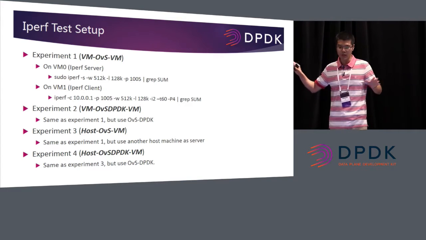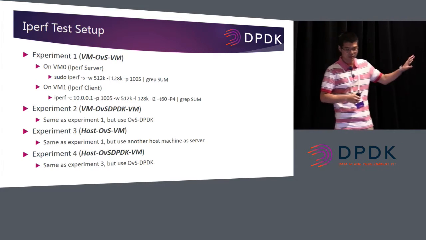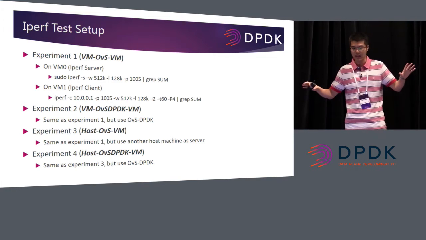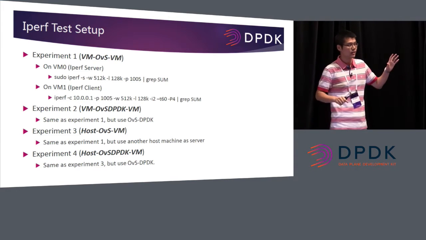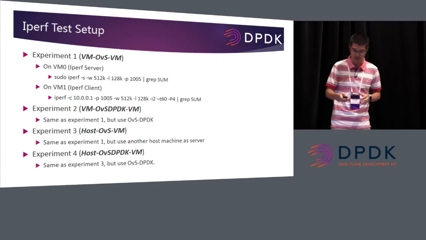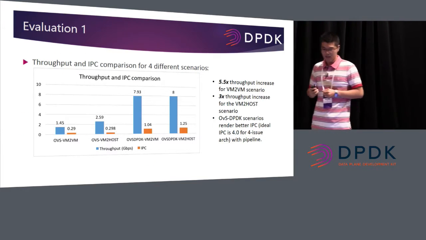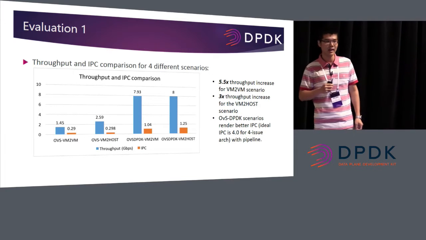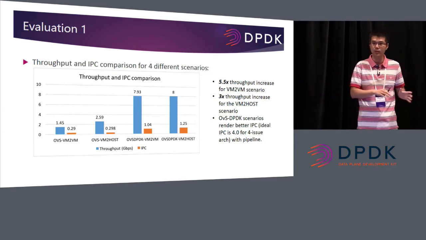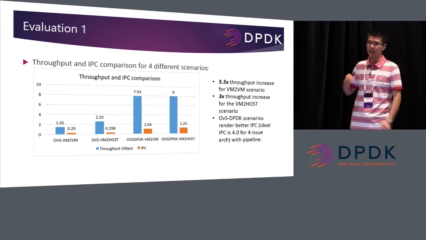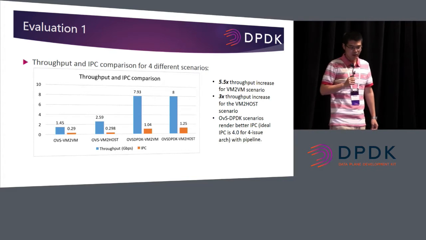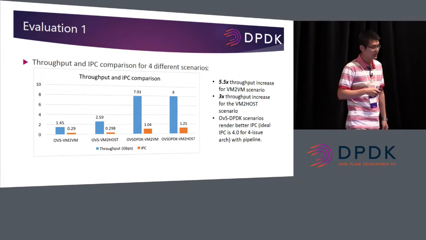So the iPerf test is running as such. We have four different experiments, each with one iPerf server and iPerf client, and the only difference between these four is whether it is a VM to VM or VM to host talk, and whether it is OVS or OVS DPDK. So four different cases. Now, this is the first evaluation. In this slide, we are trying to show you the relationship between throughput and IPC performance. IPC stands for instructions per cycle, which is a computer architect term. On the x-axis, we can see four different cases.